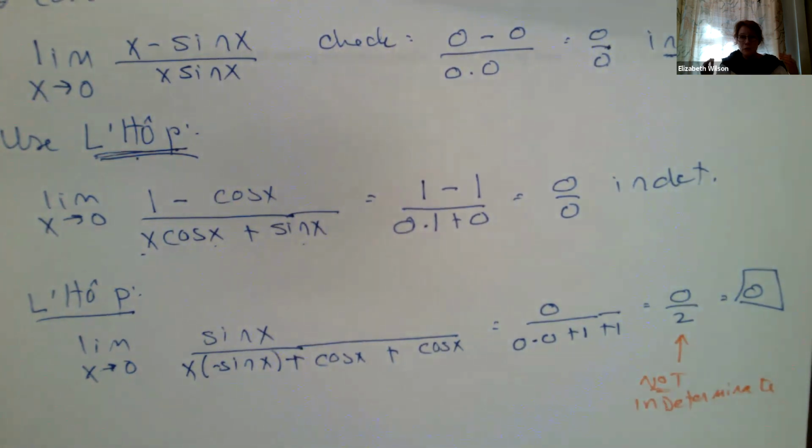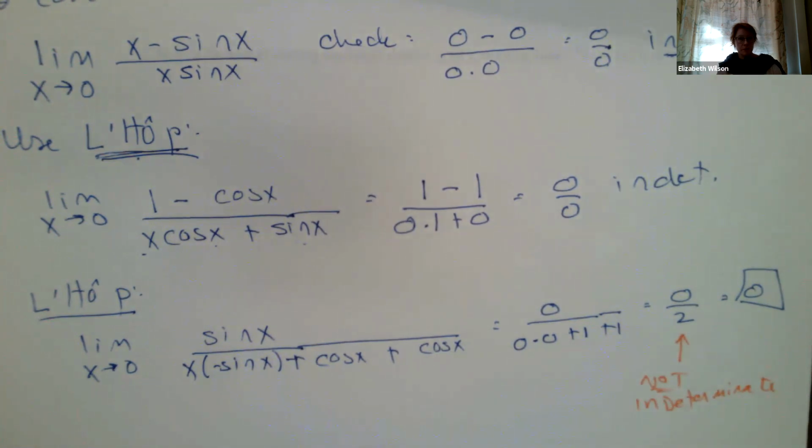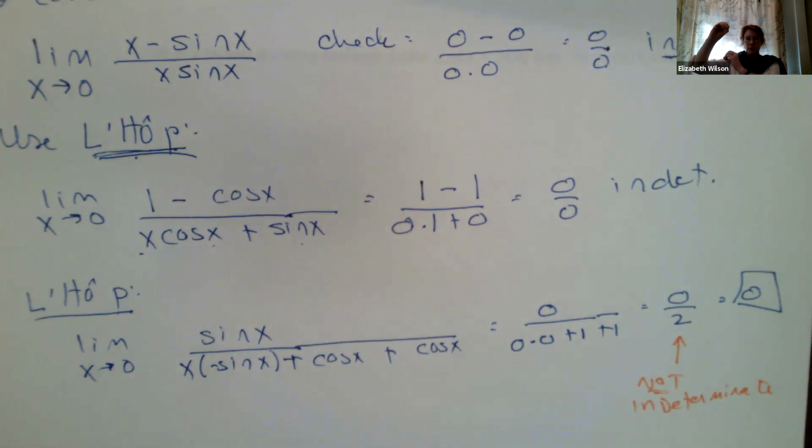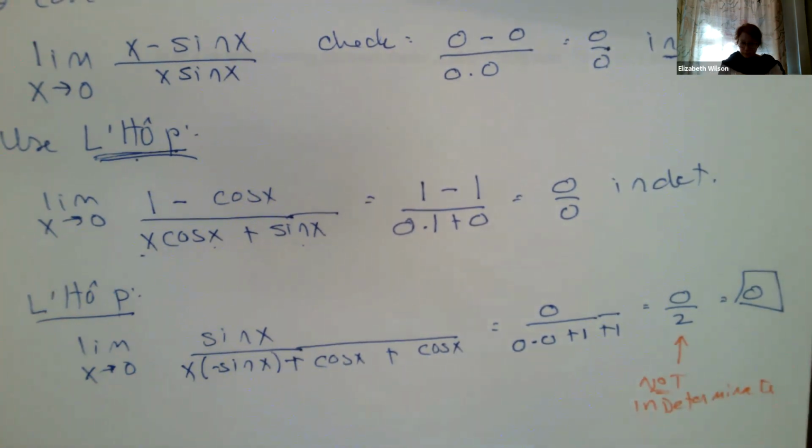And even if it was 2 over 0, that's not indeterminate either. 2 over 0 is undefined. Our limit doesn't exist, right? 0 over 2 is equal to 0. 2 over 0 is undefined. Okay, 0 over 0 is indeterminate. Okay, all right. So you guys finish writing that down.